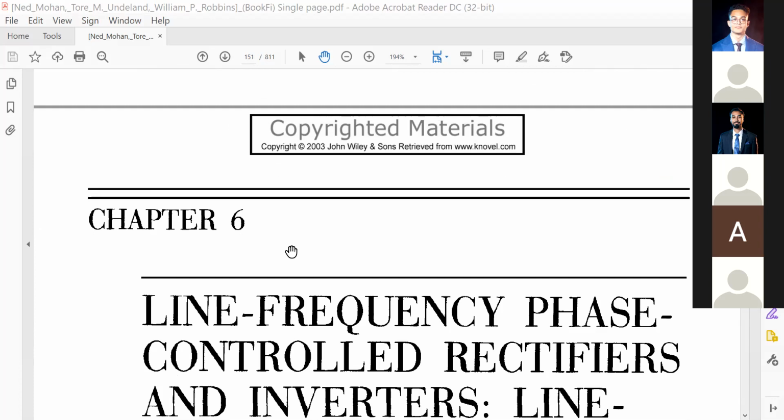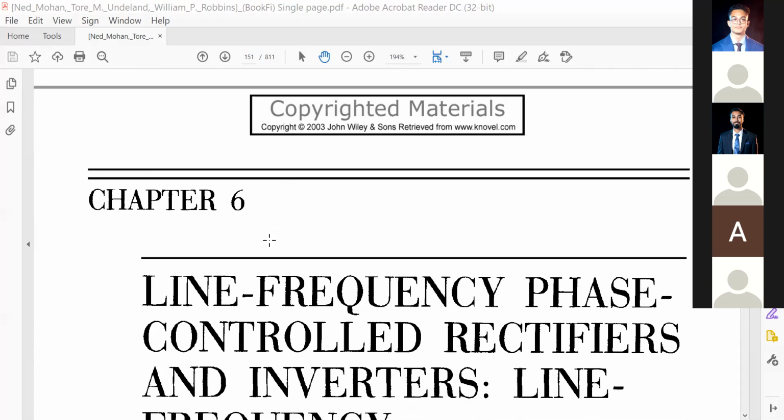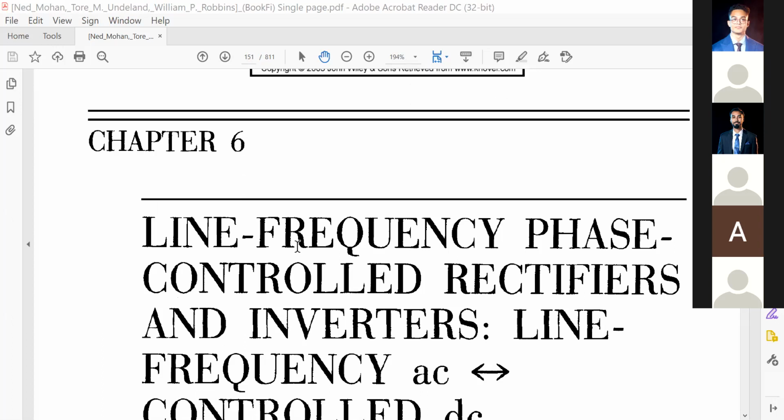Sir, I had it from my BSc years, although that is the 2nd edition. Okay, so I can always give you this one, no problem. I can give you this book on your WhatsApp. Okay. So now this is the 3rd edition.